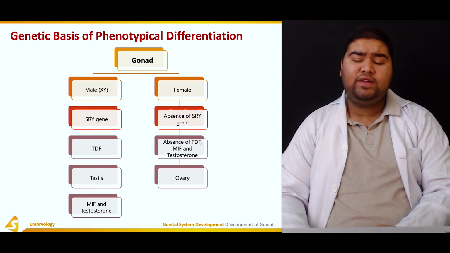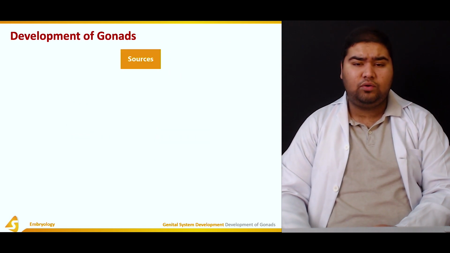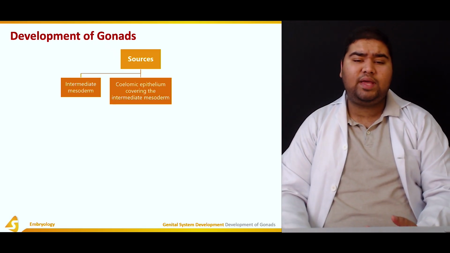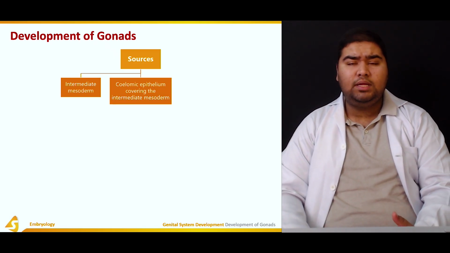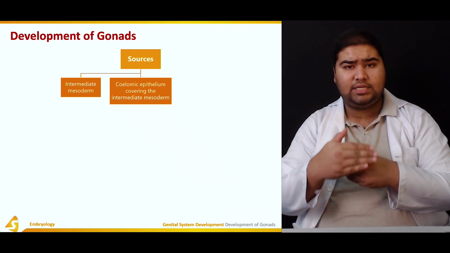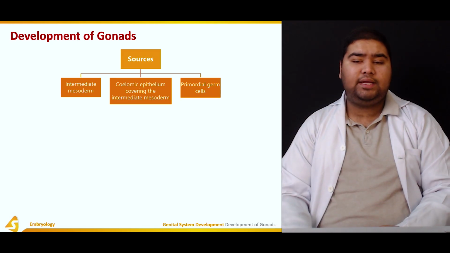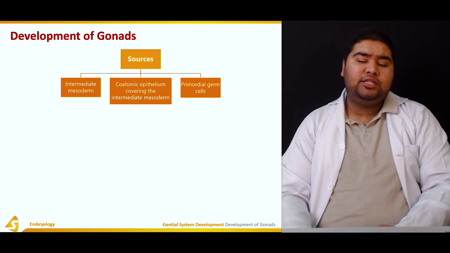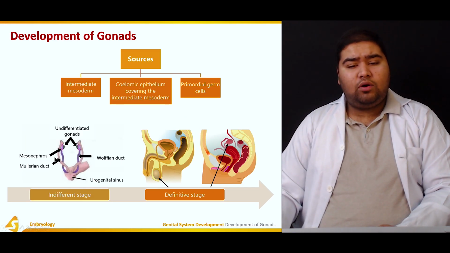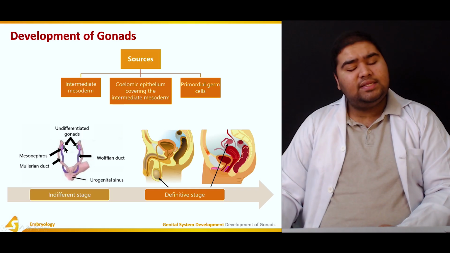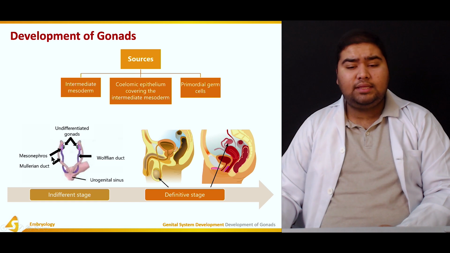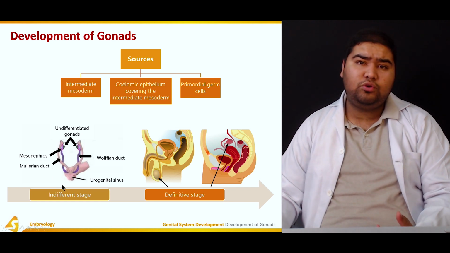Now, moving on, we have the development of the gonads. In development of the gonads, again, we'll talk about the sources. We have the intermediate mesoderm. Then we have the coelomic epithelium, which actually covers this intermediate mesoderm. And finally, we have the primordial germ cells. These sources cause an undifferentiated gonad. Here you can see this is an undifferentiated gonad. These are the mesonephros and the Mullerian duct. These are the segments of the urogenital sinus.